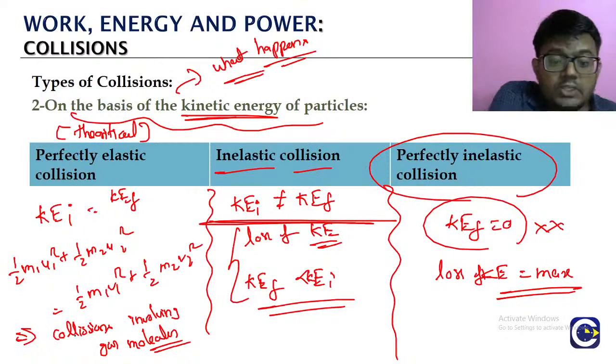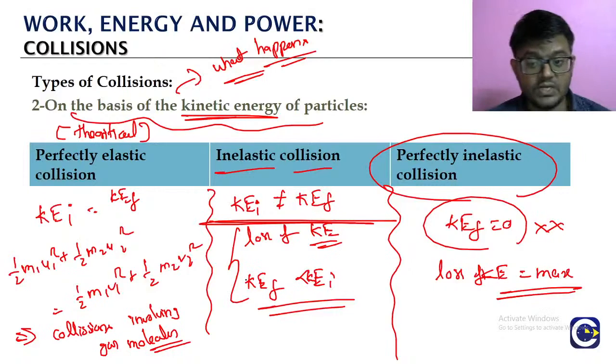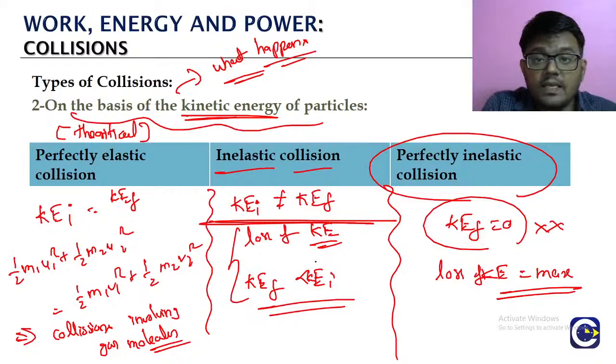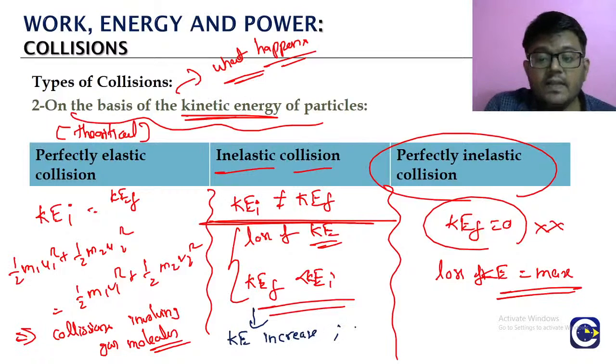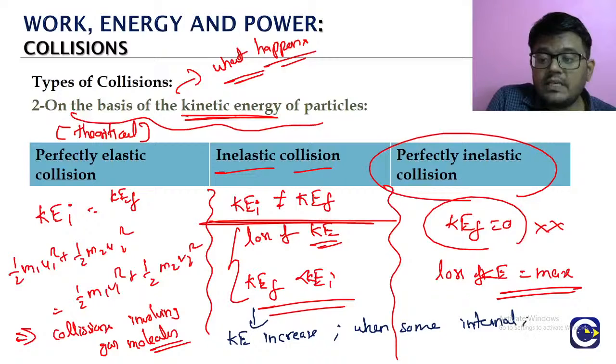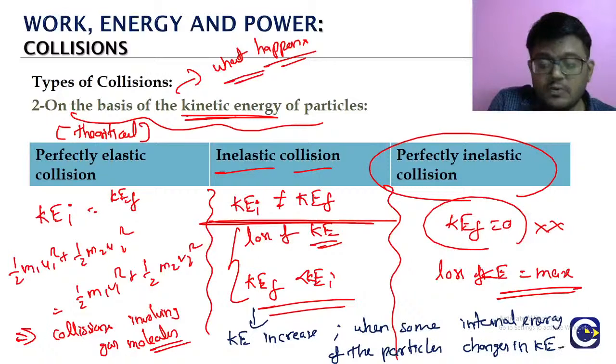In the majority of inelastic collisions we are going to see kinetic energy loss. That means there can be some inelastic collision where the initial kinetic energy value is not equal to the final kinetic energy, and the kinetic energy might even increase. The kinetic energy will increase when some internal energy of the particles, like chemical energy, changes into kinetic energy form.